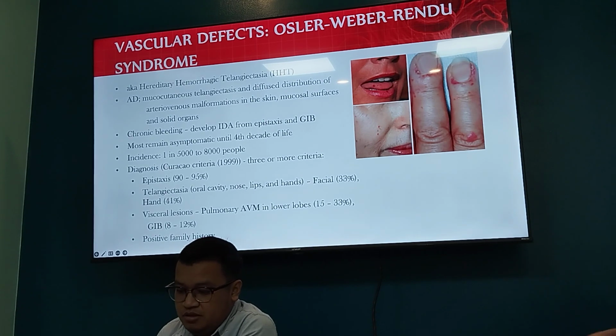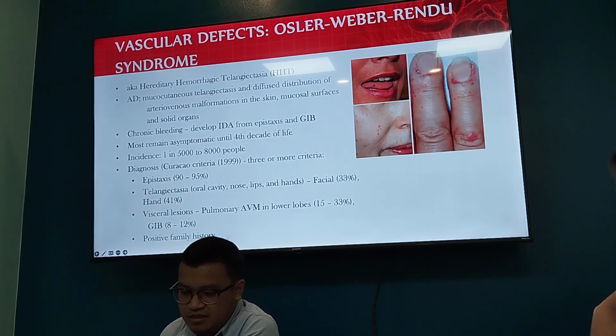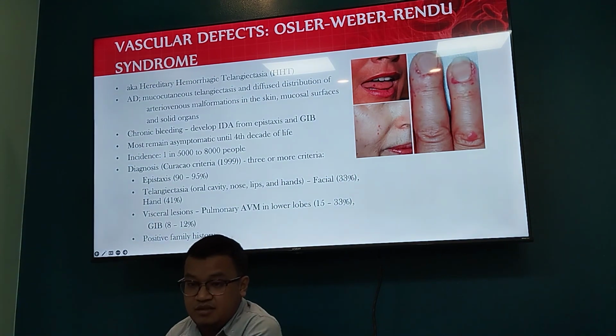The most common manifestations of HHT are epistaxis, facial telangiectasia, and hand telangiectasia. Some would present with pulmonary AVM and gastrointestinal bleeding. So AVM can also develop in any system, including the spinal, the coronaries, and the renal system.